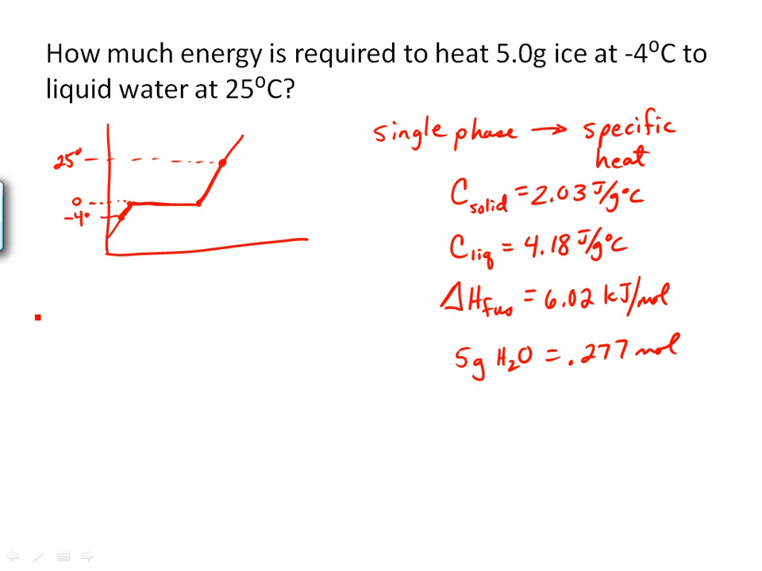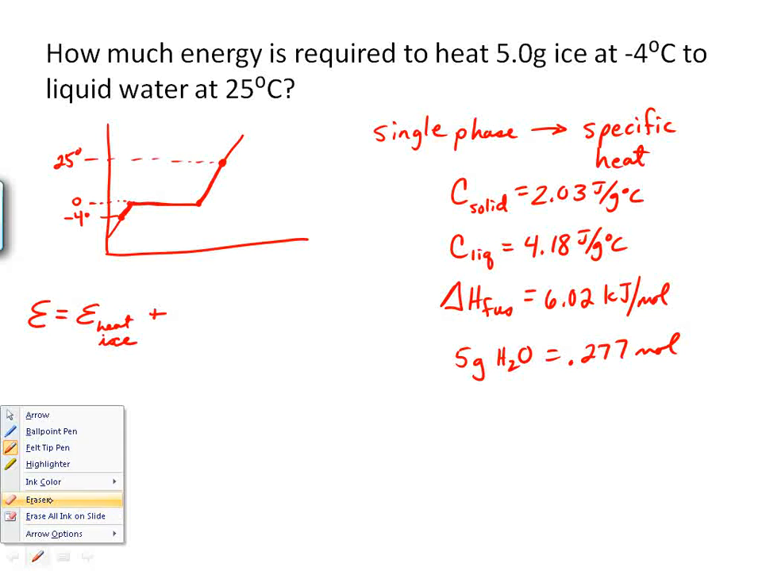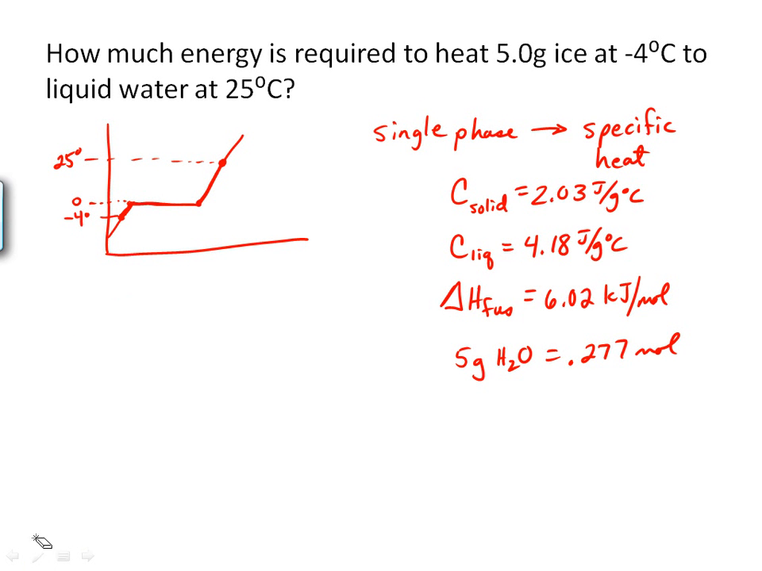And so our total energy is going to equal the energy to heat the ice plus, oh wait, let's go back here. I don't want to use E for this, because what letter did we use for heat before? We used Q. So Q total is equal to Q to heat our ice plus the Q to melt plus the energy to heat the water.